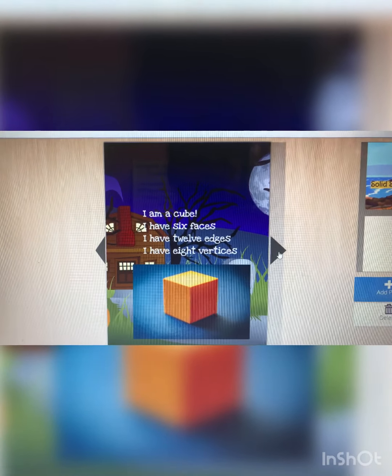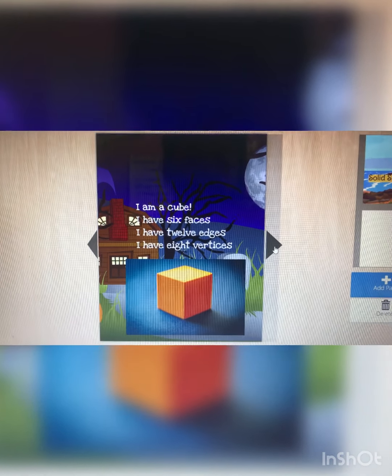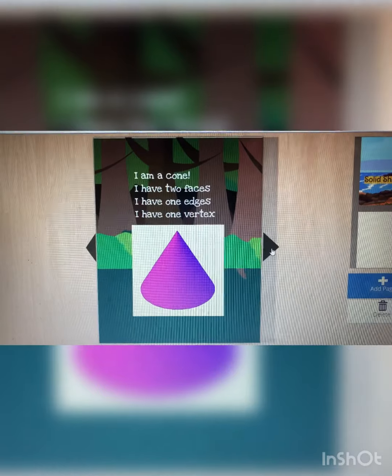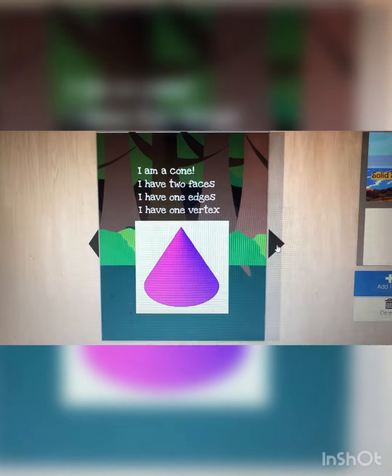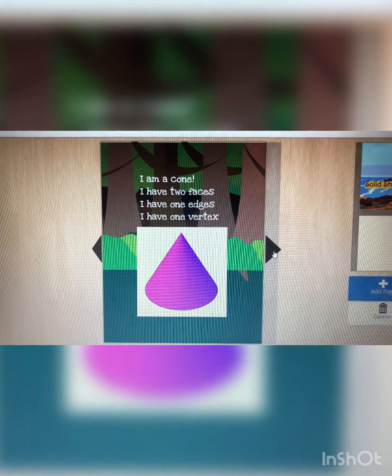I am a cube. I have 6 faces. I have 12 edges. I have 8 vertices. I am a cone. I have 2 faces. I have 1 edge and I have 1 vertex.